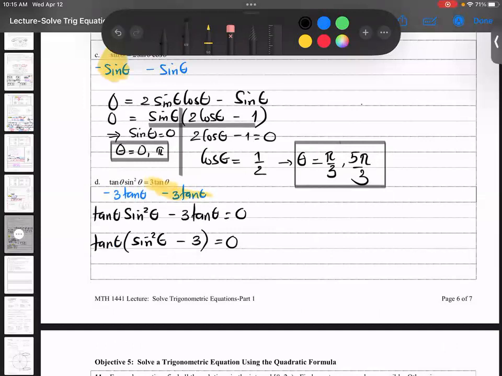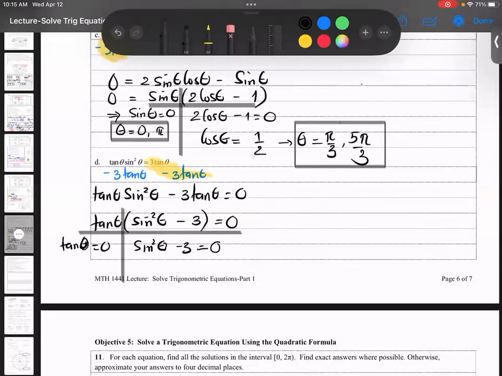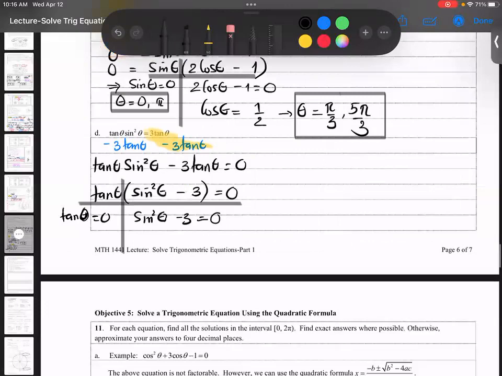This implies either tangent theta equals 0 or sine squared theta minus 3 equals 0. At what angle is tangent 0? Yeah, 0 and pi. I think we did that last one on the first page.